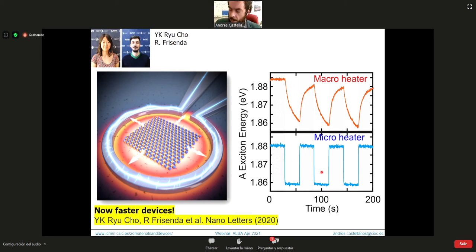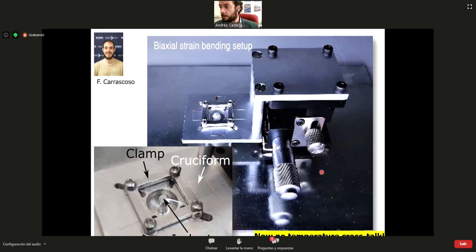Okay. And also regarding the second issue, this crosstalk between temperature and strain, now we're working on developing a strategy in order to apply biaxial strains without needing to change the temperature, just using a bending scheme with a cruciform. So we are still working on this because we want this approach to be as fast as the temperature stage.